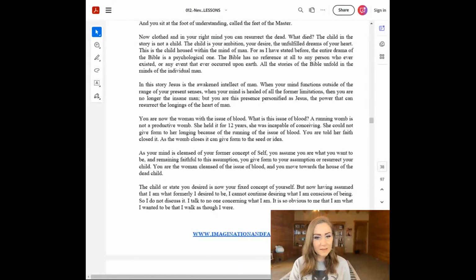As your mind is cleansed of your former concept of self, you assume you are what you want to be, and, remaining faithful to this assumption, you give form to your assumption or resurrect your child. You are the woman cleansed of the issue of blood, and you move towards the house of the dead child.